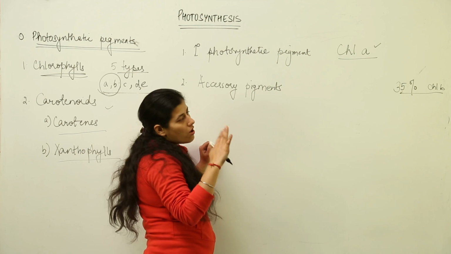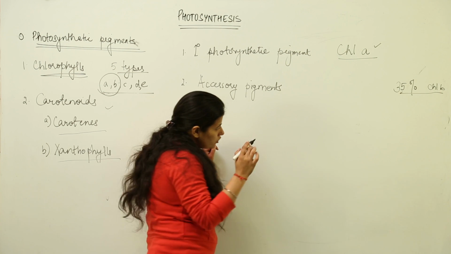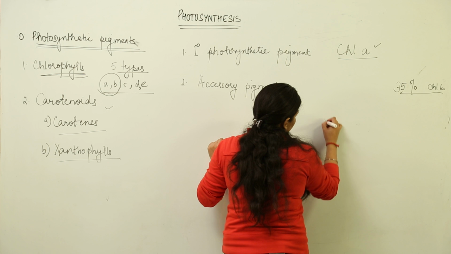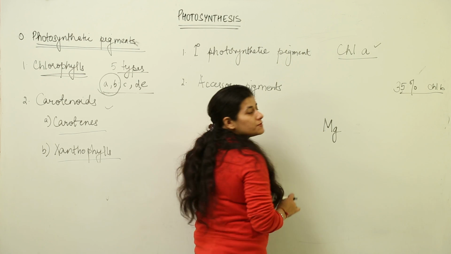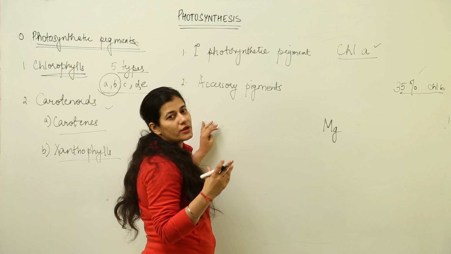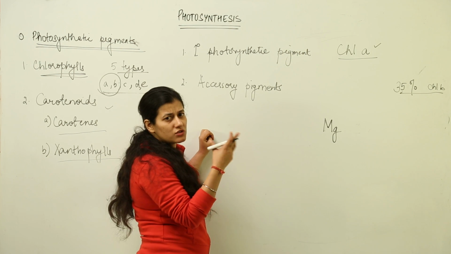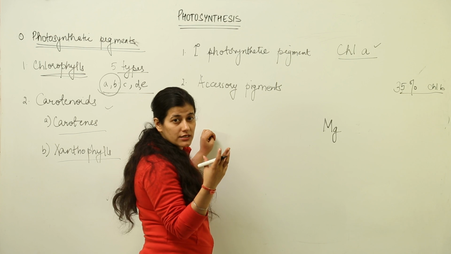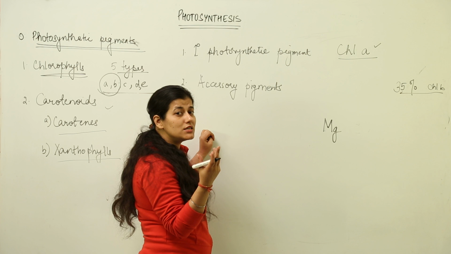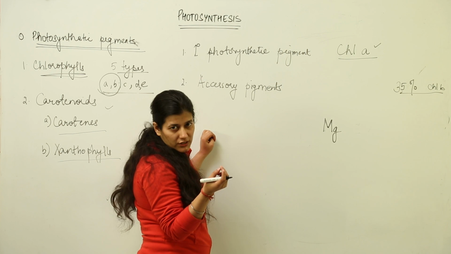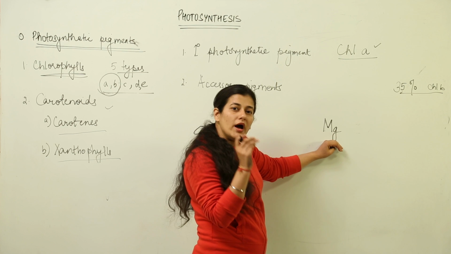If you can recall the mineral nutrition chapter done in the previous class, you would have noticed that magnesium is responsible for the formation of chlorophyll. Whenever there is a deficiency of magnesium, there is chlorosis. What was chlorosis? It is the yellowing of leaves. Now, magnesium is going to be required in chlorophyll.